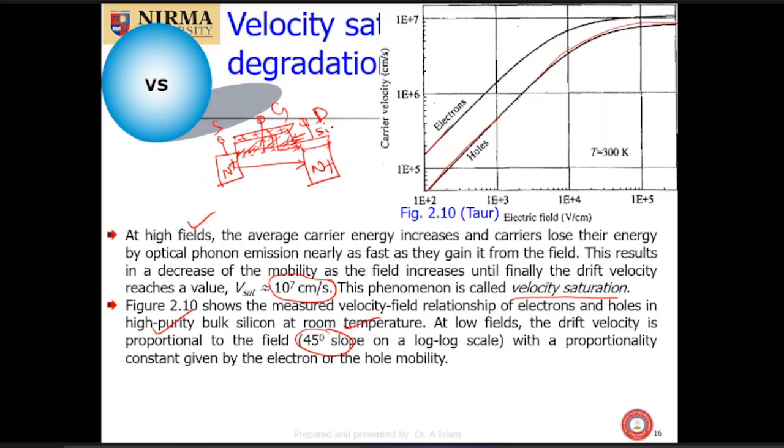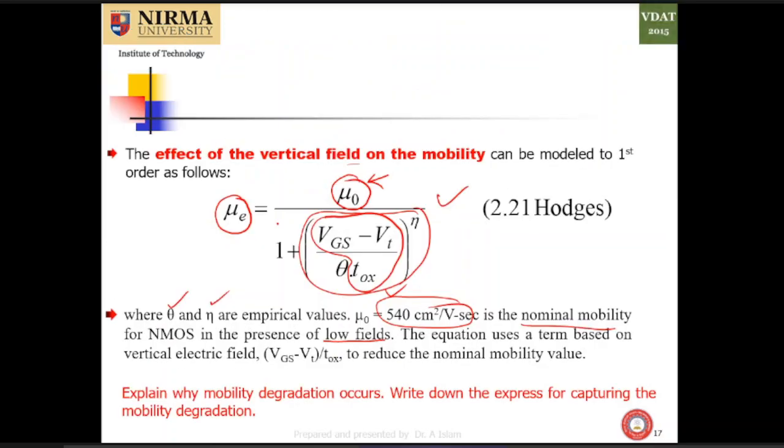Are you getting it? Ideally, the drift velocity should be like this at low field, but it doesn't happen at very high field, because one field is trying to pull the carriers up towards the gate. So the effect of that is to reduce the mobility of the carrier. Is it understood? Yes, sir.